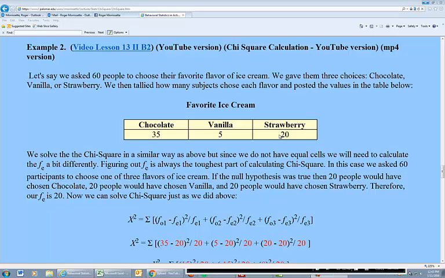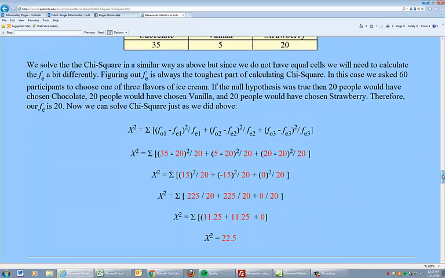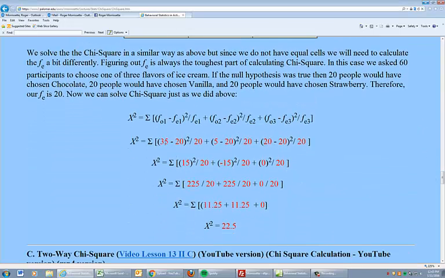The F sub E is a tricky thing to get because you have to use your logic. You have to think about what it would look like if there was no difference between these groups. So once you get that, you just plug in the numbers like we did before. We plug in our F sub O's, our F sub E's, our 20s, and we do the calculation, 22.5, and they can go determine if it's significant a little later. So that's the second example of how to do a one-way chi-square.